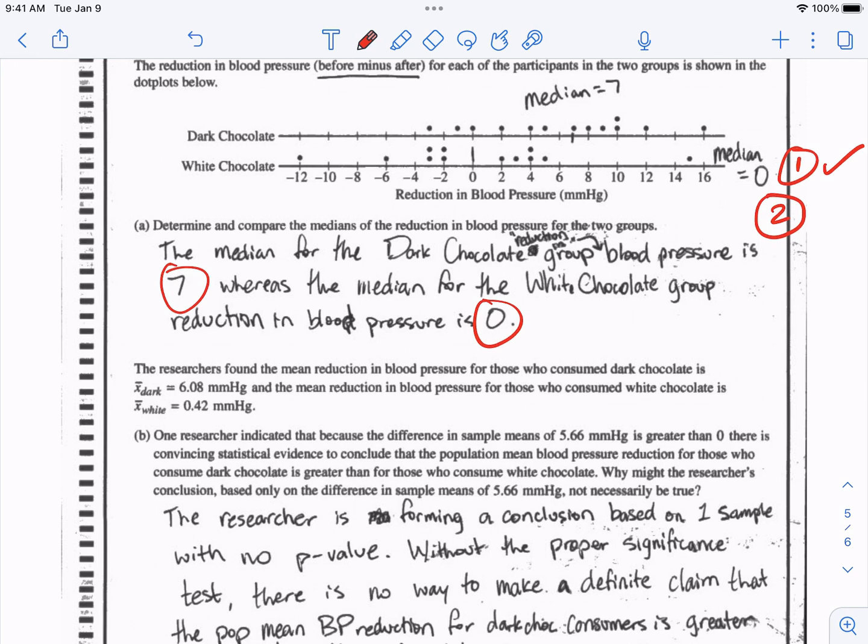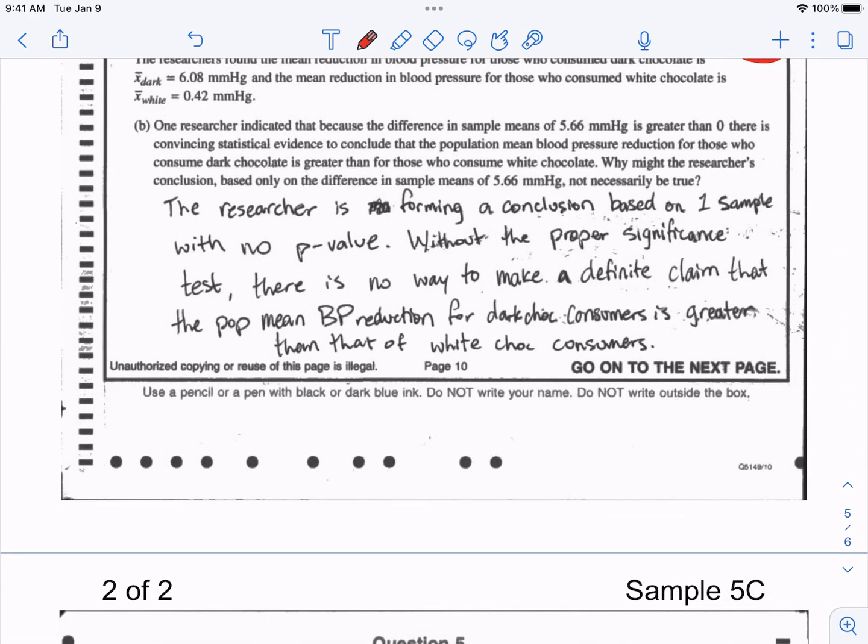Part 2 was supposed to compare. And this is one of these typical things you see a lot, where students will give the numbers and I guess just expect the grader to figure out that 7 is higher than 0, but it is not explicitly mentioned. They do not say that the dark chocolate had a higher median than the white chocolate. Now they did say reduction in blood pressure, so they got the context on that. So on this part, they had to get all 3 pieces, and they only got 2, so that was a partially correct response.